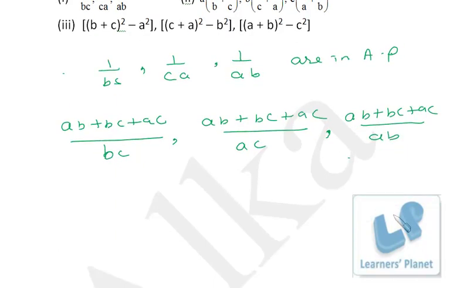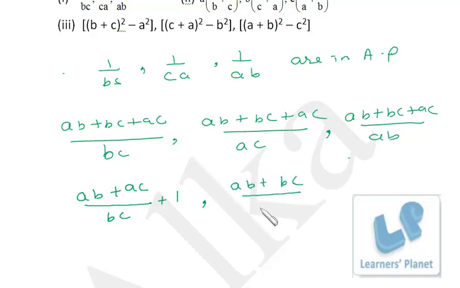Now we can split them. Here we get AB plus AC by BC plus 1, that is AB plus AC by BC plus BC by BC, which is 1. Similarly here AB plus BC by AC plus 1. Similarly here BC plus AC by AB plus 1. These three terms are in AP.